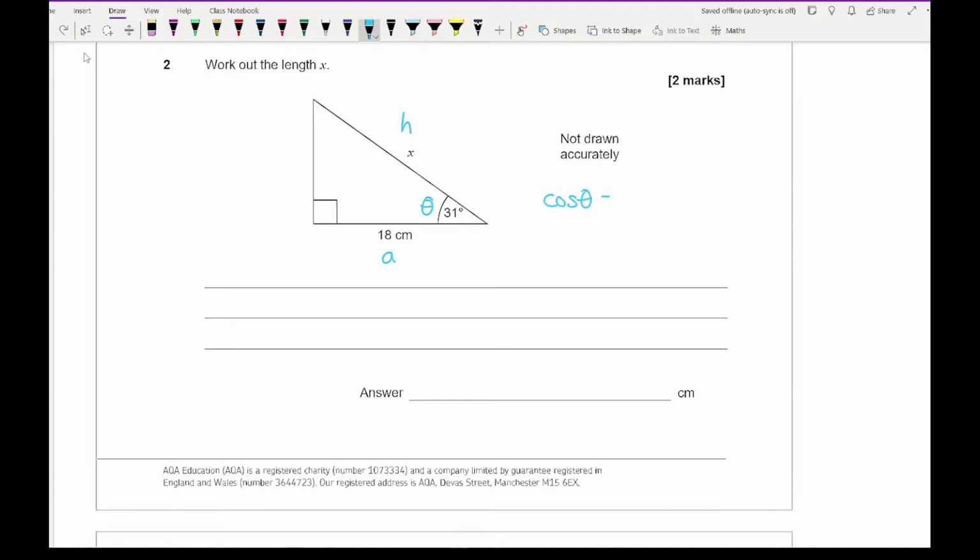I've got cos theta equals adjacent over hypotenuse, and then substituting the values in, we get cos 31 equals 18 over x. So here we want to make x the subject, so I rearrange and we're going to get 18 over cos 31. And if I enter this in my calculator, I should end up with an answer of 20.999, I think it is, with a few numbers, or 21.0, and that's to 1 decimal place.